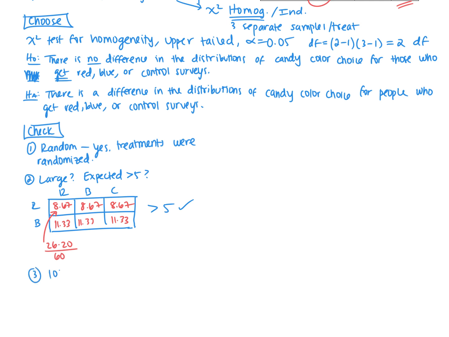Lastly, 10% rule. In this case, that is unnecessary because there's no sampling. And again, there's no sampling because we have volunteers.